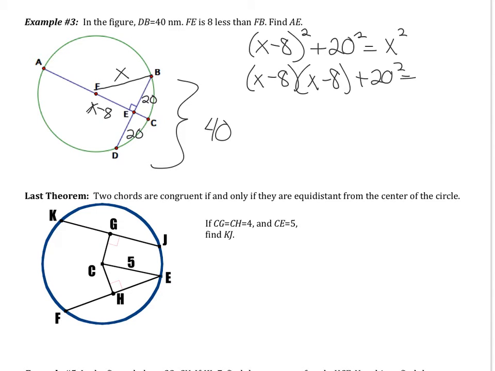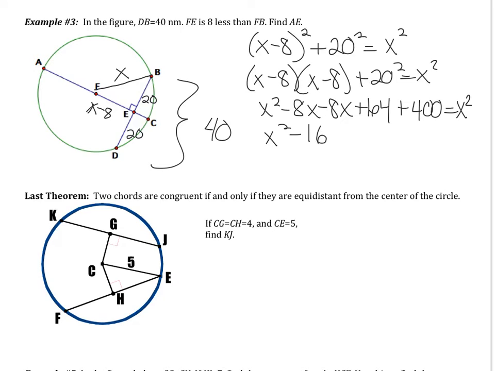and then FOIL it. So first times first, X squared. Outer is minus 8X, inner is minus 8X, last times last is plus 64, and then plus 400 equals X squared. Combine like terms here on the left side, sorry it's so messy. X squared minus 16X plus 464 equals X squared. Luckily, and hopefully you see, the X squareds drop out, so you should be happy about that.